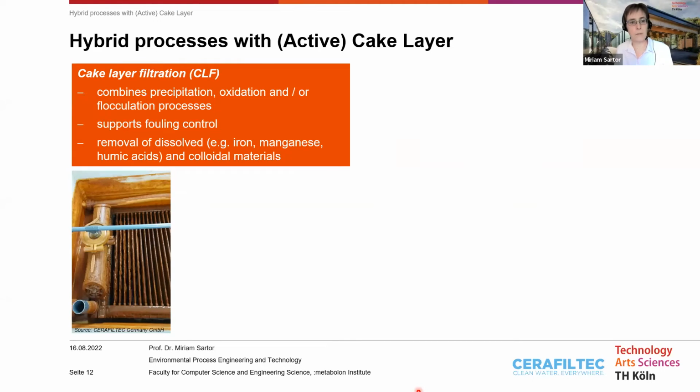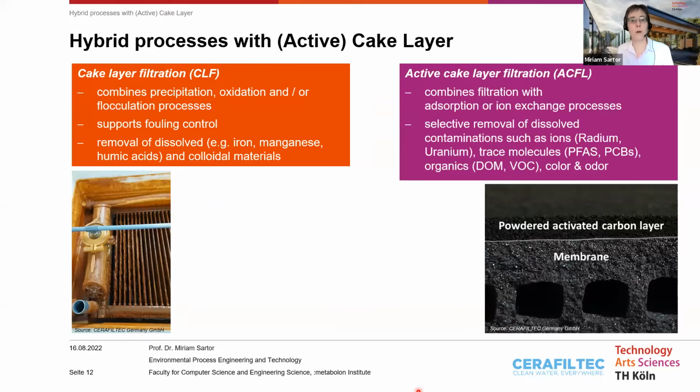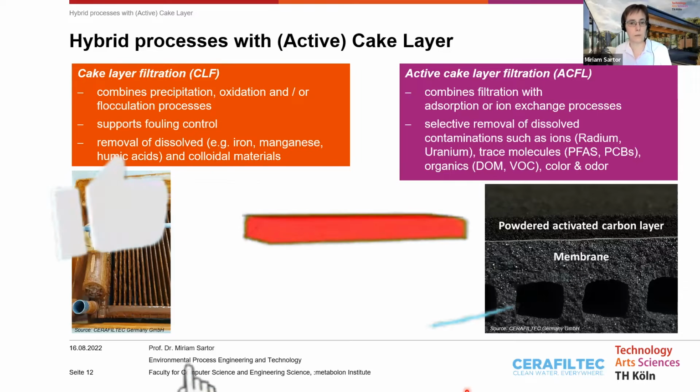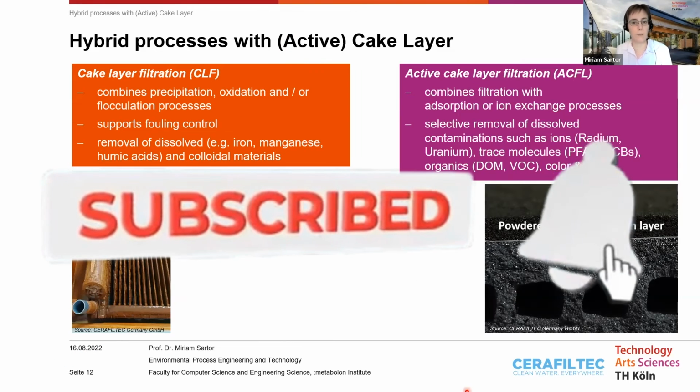The cake layer filtration combines the precipitation, oxidation or flocculation processes, supports fouling control, and allows the removal of dissolved and colloidal materials by microfiltration or ultrafiltration due to the combination of the two processes. The active cake layer filtration combines the filtration with adsorption or ion exchange. You see this is a more active material which is on the surface of the membrane, and you see here the powder activated carbon and then the membrane. This is a cross section. And this allows the selective removal of dissolved contaminations like ions and trace molecules like PFAS, PCBs, radium, uranium, color and odor.